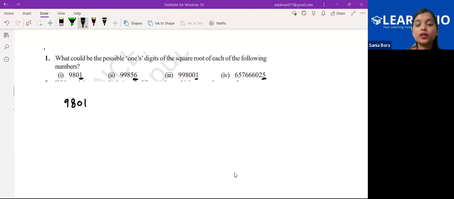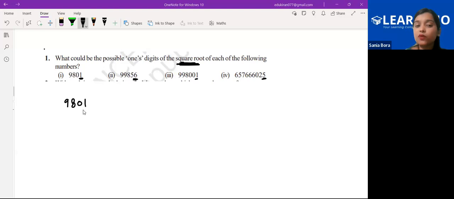Okay. So read the question over here. The question says, what could be the possible one digit of the square root? They are not asking about this. They are asking about square root. Getting it? Yes, ma'am. There is a difference.